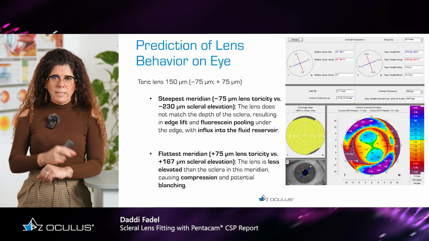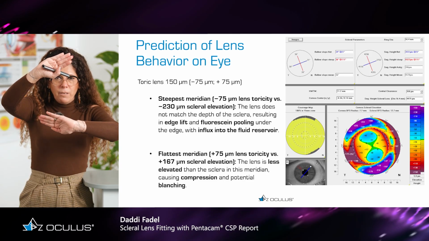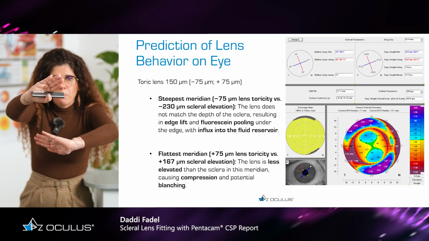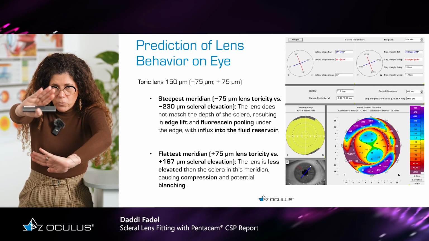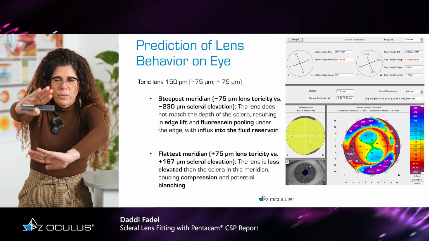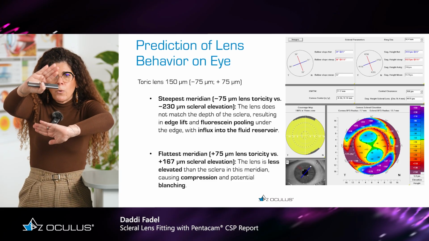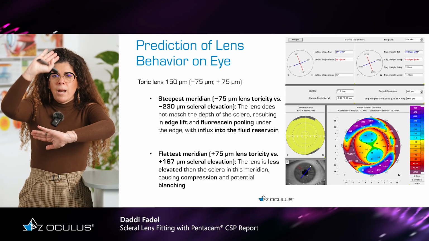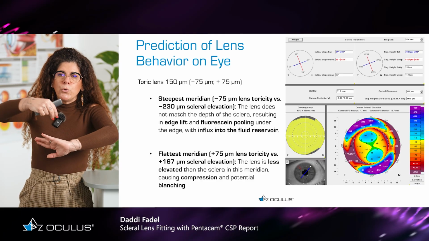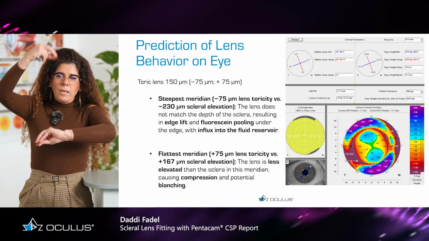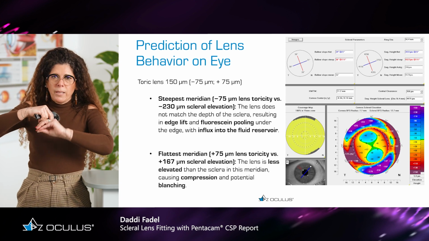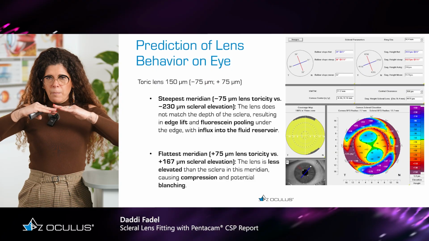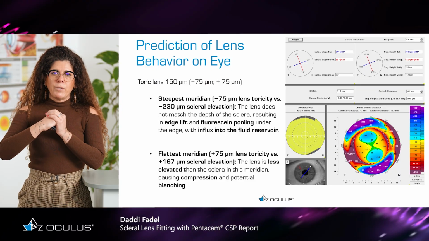You have your lens that is minus 75, but it's not deep enough to cover your minus 230 microns on that ocular surface. So your lens will be lifting off in the vertical meridian, and you will have a huge influx and accumulation of fluorescein behind this edge lift. This is the vertical meridian.